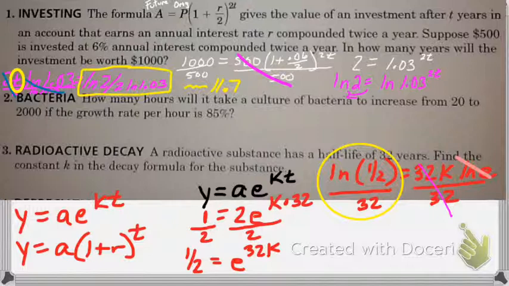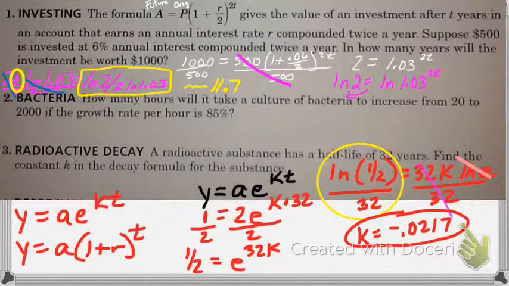This substance has a constant that should be negative, whatever we're getting, because it's decaying. Whenever you're decaying, your constant or your rate is negative. Whenever you're growing, your rate or your constant should be positive. So this one should be negative, and I get negative 0.0217.